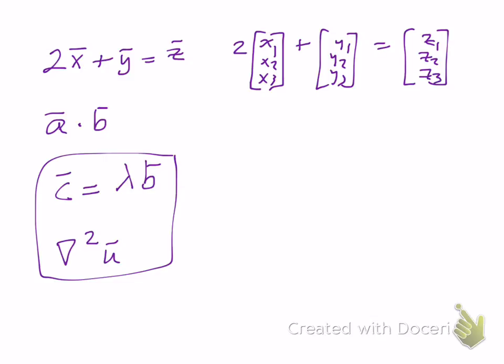So if you were to actually do this problem, which components do you add together? How do you do it? The ones, the twos, the threes. Right. So Z1 is equal to Y1 plus 2 times X1. So you got this far, right? So 2xi plus yi equals zi.